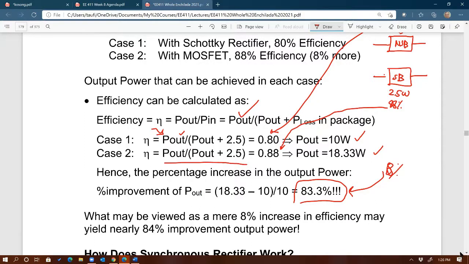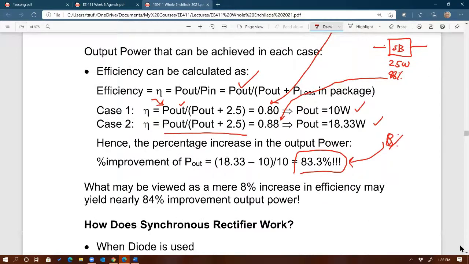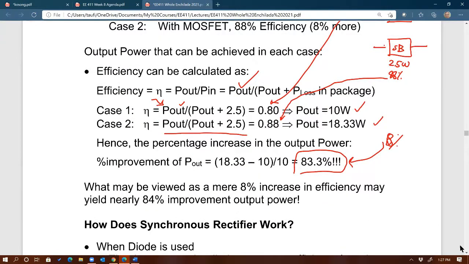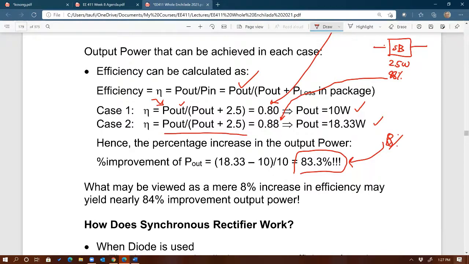So hopefully you see that just because it is increasing by 8%, it doesn't mean that the benefit that you're getting is small. If you look at it from a different angle, like here, you can see that the gain you get in output power is a lot, 83.3% to be exact from this example. All right.